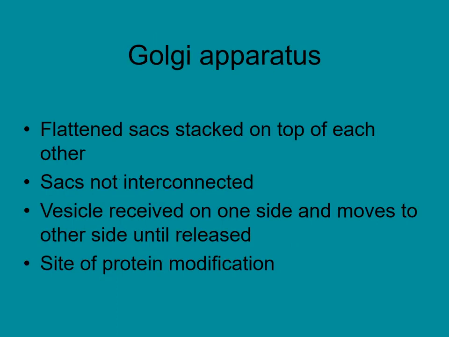The Golgi apparatus, this is going to look like a bunch of flattened sacs that are stacked on top of each other. The sacs are not interconnected, and what happens is a vesicle is going to come in on one side, fuse with the sac, and then that sac kind of moves down until it gets to the bottom, and then it will be released. So what's going on here? Usually protein modification. Sticking a carbohydrate maybe on a protein, sticking a lipid on a protein. You're adding little things to it.